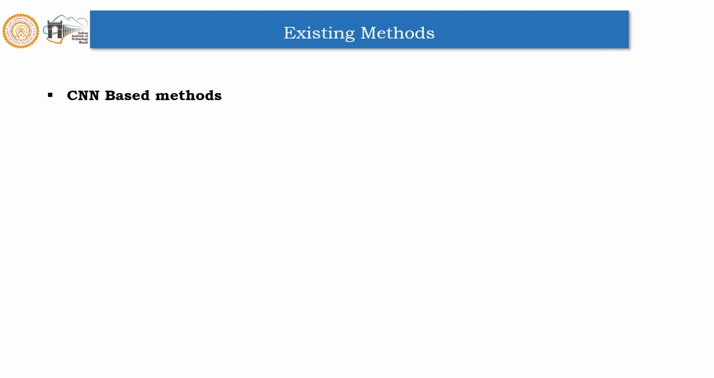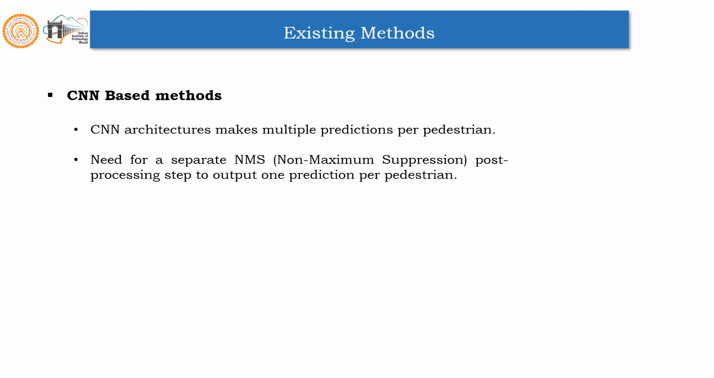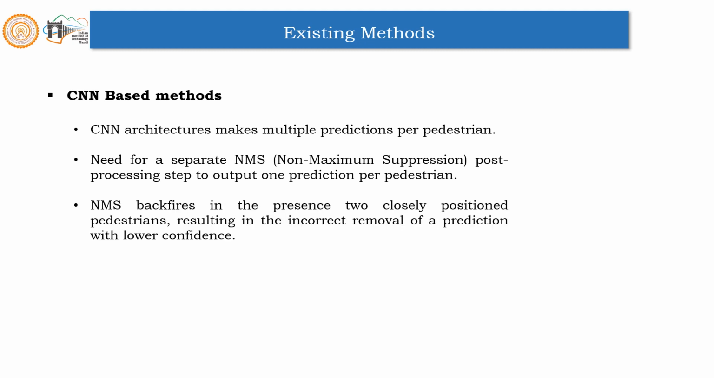There have been multiple works on pedestrian detection using classical convolutional neural networks, or CNNs. The CNN architectures make multiple predictions per pedestrian, so there is a need for a post-processing step to remove these duplicates, and NMS is one such step. NMS uses the overlap information between two bounding boxes to remove duplicates, and it backfires when there are two pedestrians very close to each other.